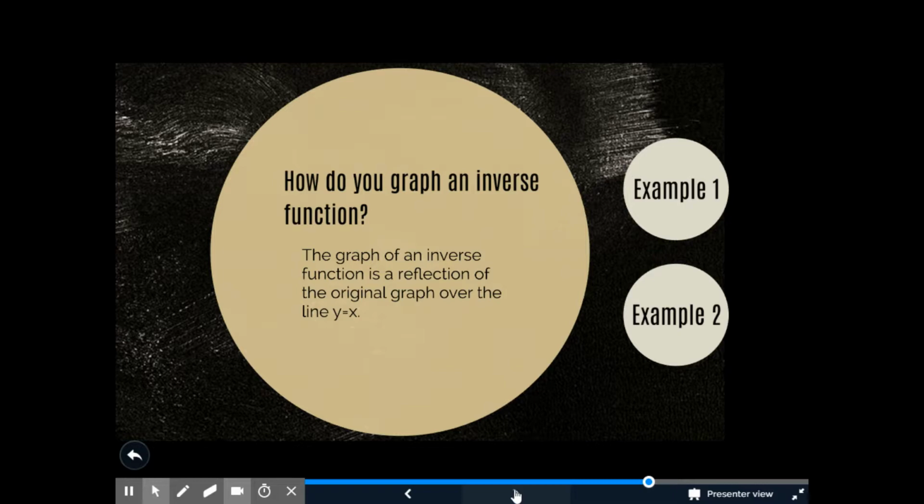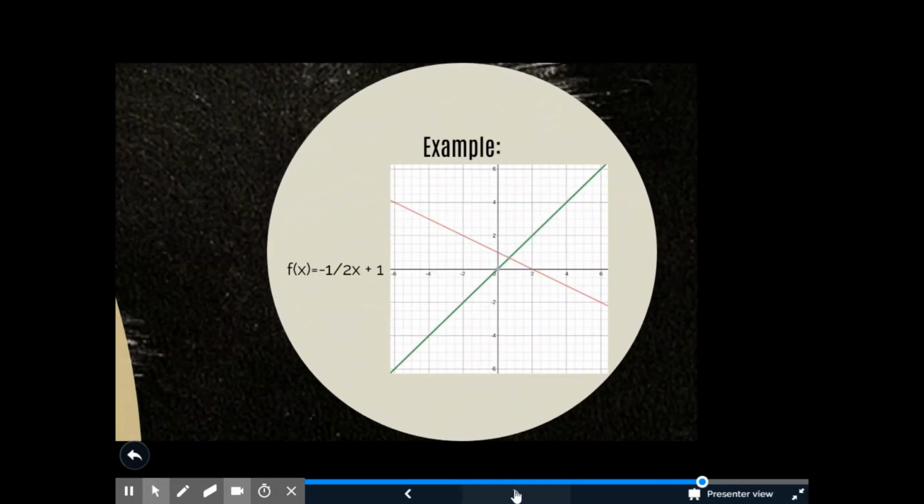So how you graph an inverse: basically you have your original equation, and you just have to find the inverse of that and graph it. It's basically going to be a reflection over the y equals x line, which goes diagonally through the origin. So an example of this: this green line right here is y equals x. It goes right through the origin, and the red line is that equation. So we're going to find the inverse of it.